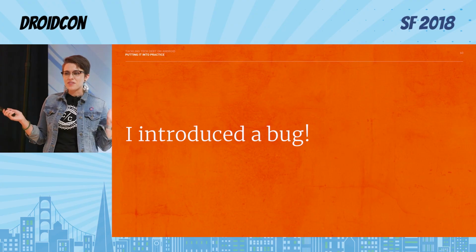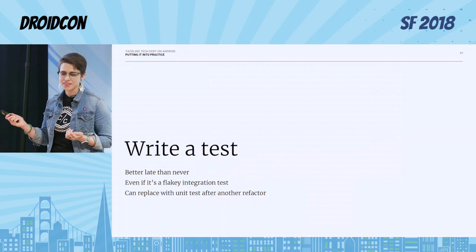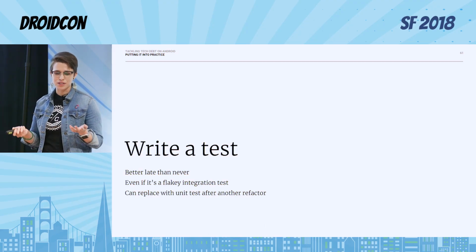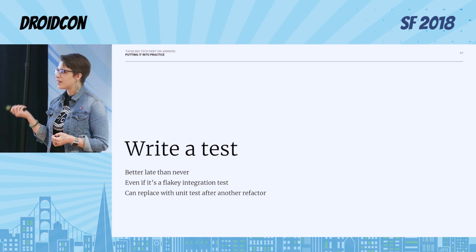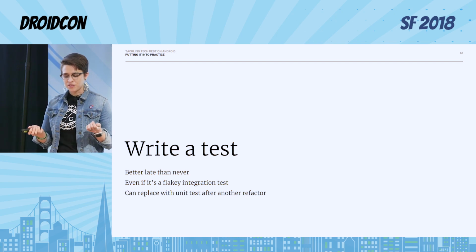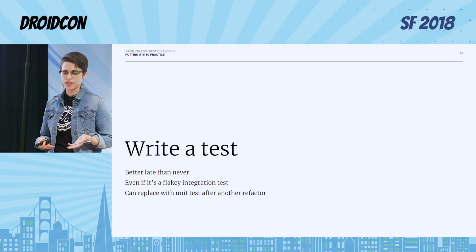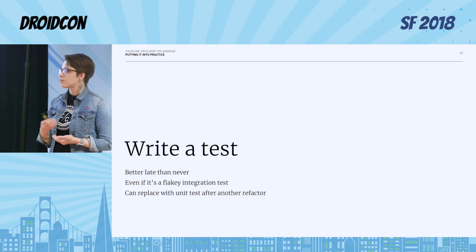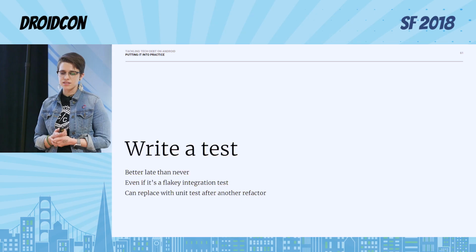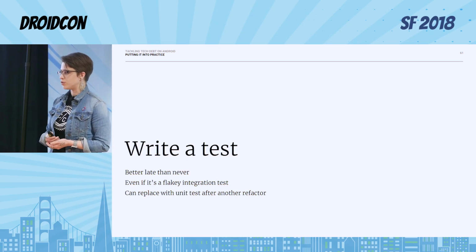This is the worst case scenario. Oh my gosh, I introduced a bug. I was trying to just work on tech debt, but something changed. Okay, it's not too late. Write a test and then fix the bug. Even if it's a flaky integration test, this is still better than nothing. You really have to have tests in place for it to not be legacy code and for you to have confidence in your refactoring. So if you did introduce a bug, write a test along with the fix for the bug, and you can replace it with a unit test after you refactor it again to get rid of that flaky integration test if you need to.